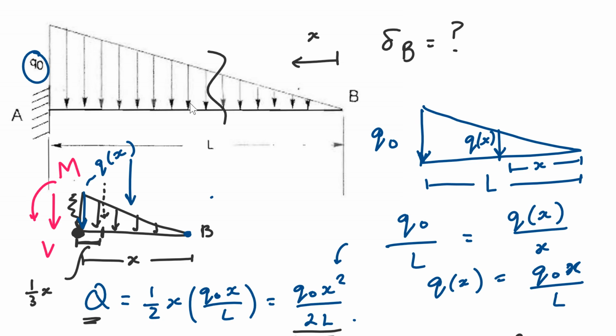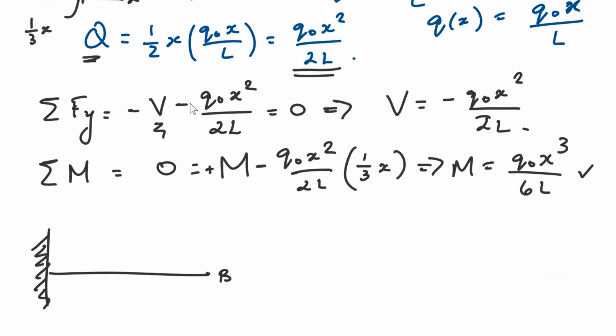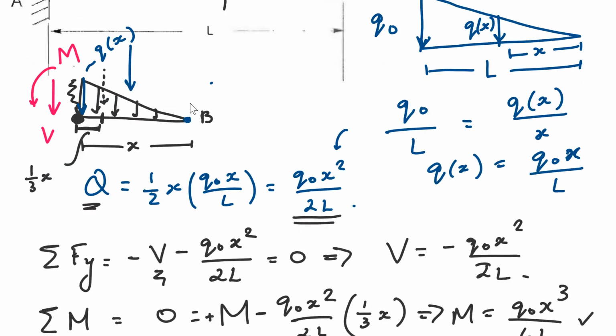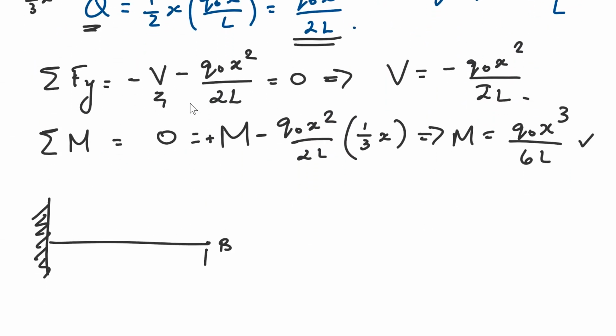And what do we replace it with? We replace it with, you can guess, a unit load. And where are we going to put this unit load? Well, we put this unit load exactly where we want to. And what do we want to find out? We want to find the deflection at B. So we're going to put this unit load at B. So that's the procedure.